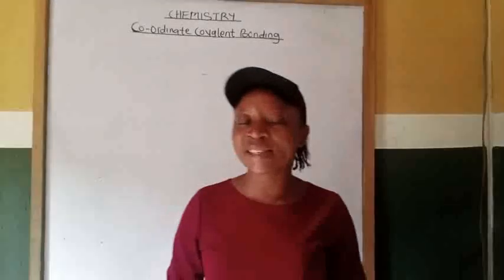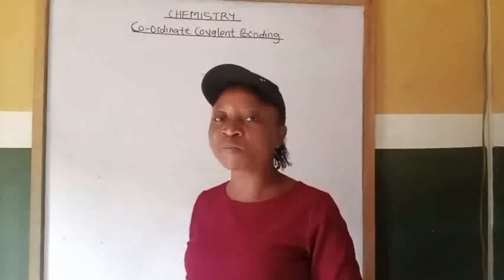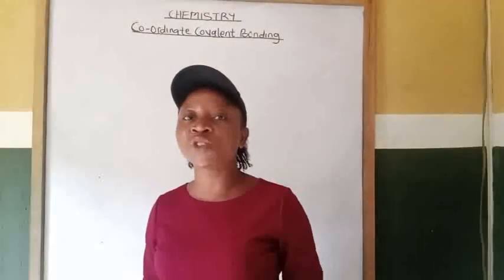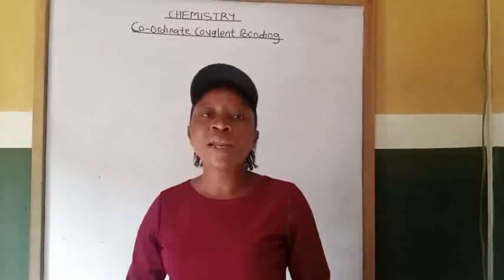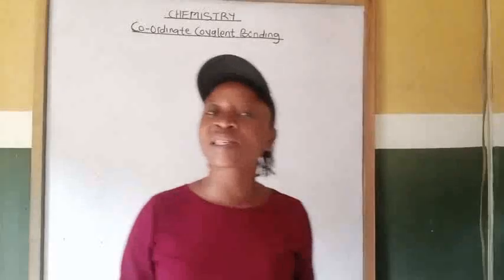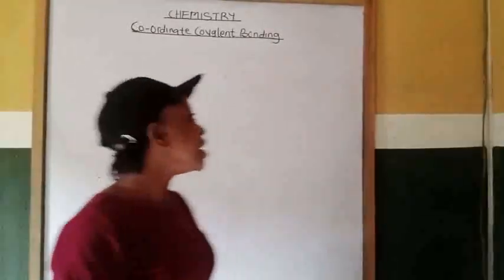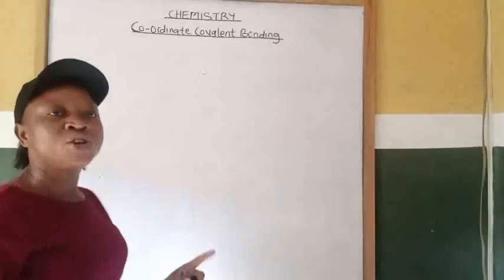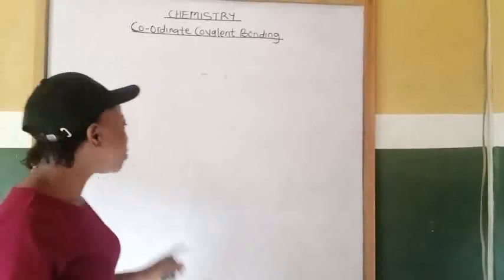So in today's class, we are going to discuss coordinate covalent bonding, which is also known as dative bonding. But before I start today's class, let me briefly remind you of our last class on covalent bonding. What is covalent bonding? It has to do with sharing of electrons between non-metallic atoms.